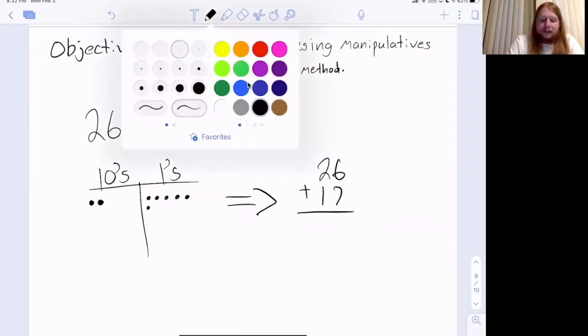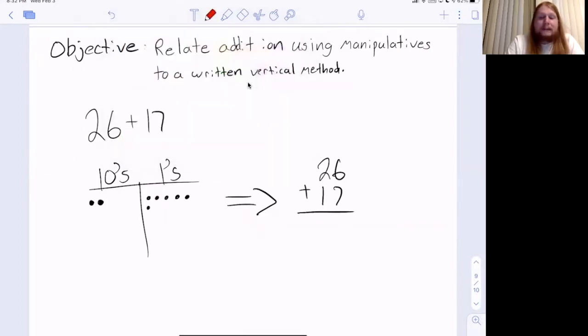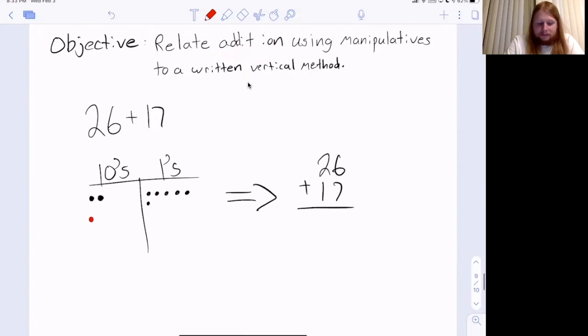All right, now we got to try the other side. How many tens are in 17? One. We'll put that one right here. And how many ones are in 17? Seven. One, two, three, four, five, six, and seven.